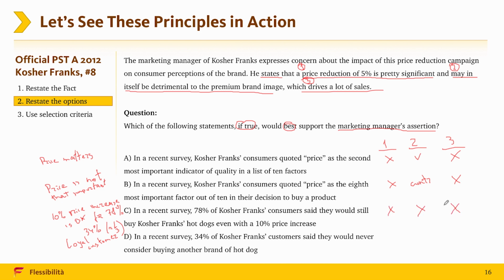D, 1/3 of customers is loyal. But we don't know why they are loyal. Is it because of the premium brand image? No, is it because of the quality? Or is it because of some other factor? So 2 is definitely a cross, and we don't know anything about 1 or 3. So in this situation, only A provides some useful support for the marketing manager's assertion.